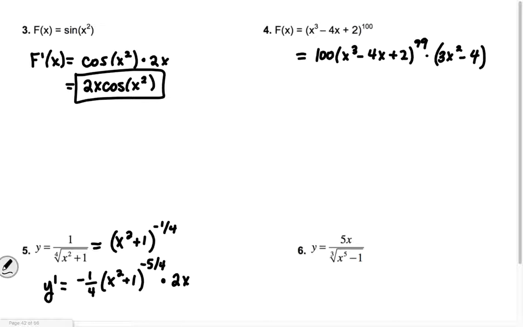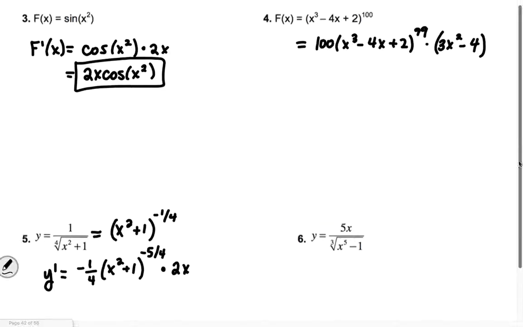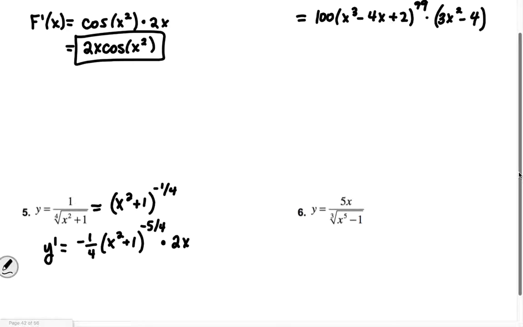All right? Yeah, Sean? The negative 1/4, because whenever you have something on the bottom, like if I had 1 over x squared, that's really x to the negative 2, right? And then if I have a 4th root of x, that's x to the 1/4. Does that make sense? So it's a negative and it's a 1/4.